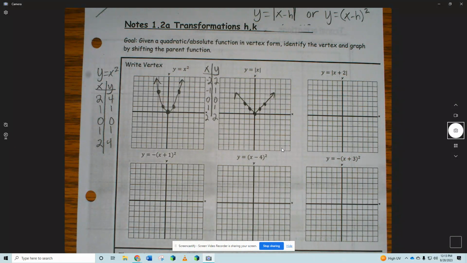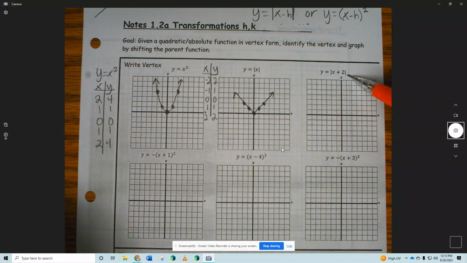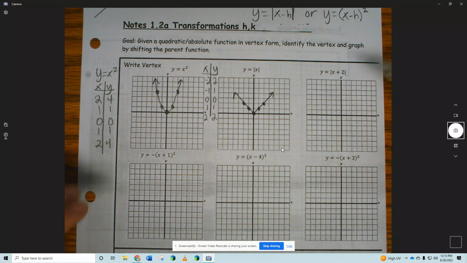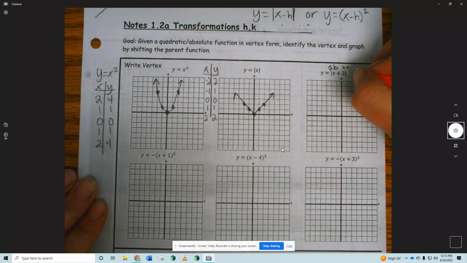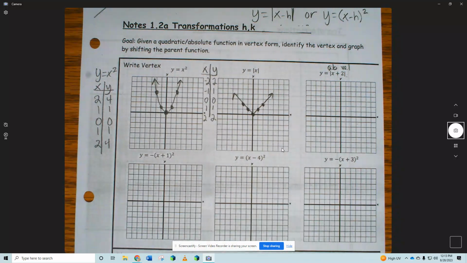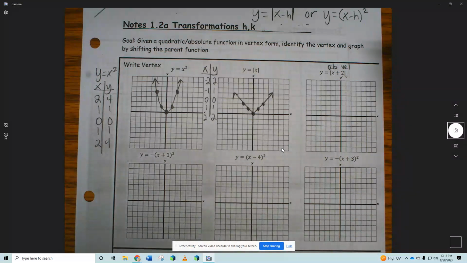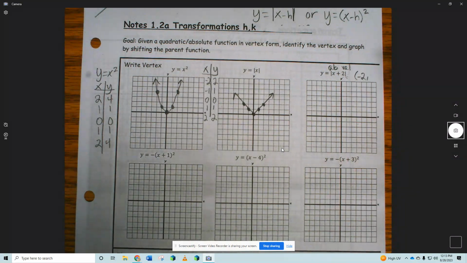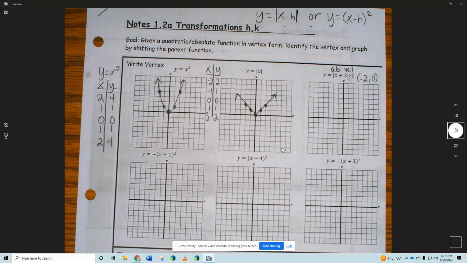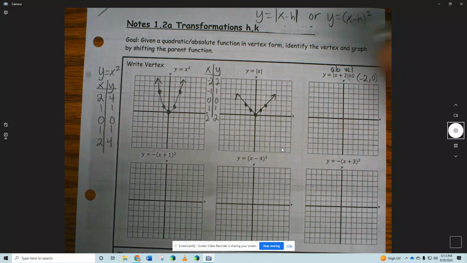Then let's start with the H. Is this absolute value or is this square quadratic? Absolute value. So I'm going to put absolute value. What's the vertex of this going to be? What's my HK? What's my H? -2. -2, comma, there is no K. It'd be like a +0 at the end. So all you're going to do is start with your vertex 2 to the left. 2 left.